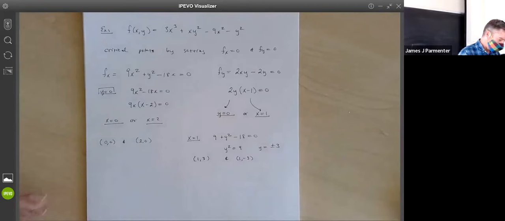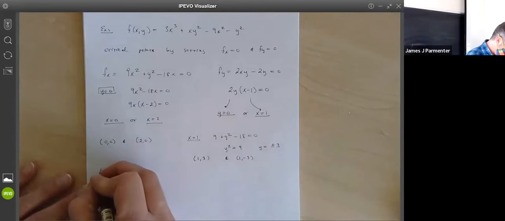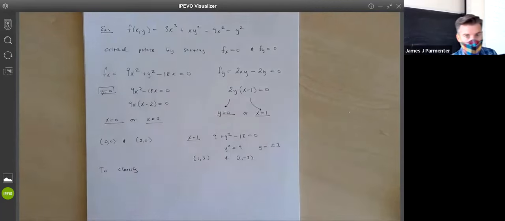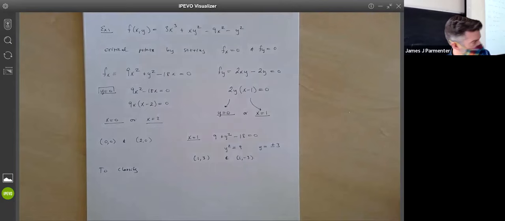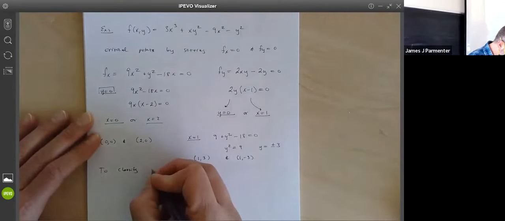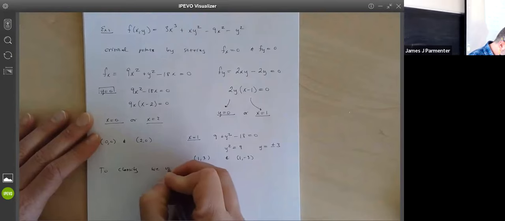So how do we test them? Well, to classify, we need the second partials test.